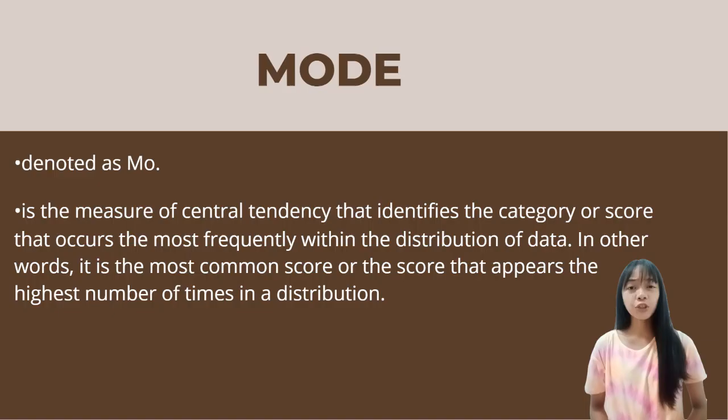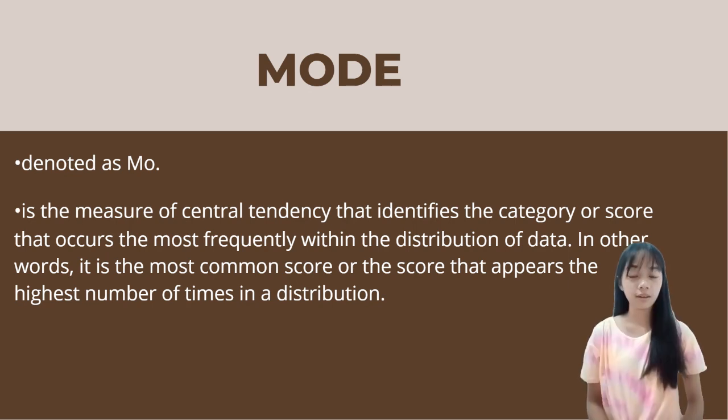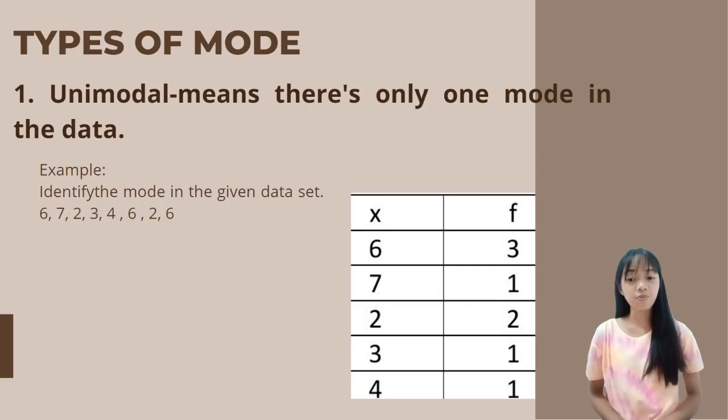The mode is the measure of central tendency that identifies the category or score that occurs the most frequently within the distribution of data. In other words, it is the most common score or the score that appears the highest number of times in a distribution. There are different types of mode.